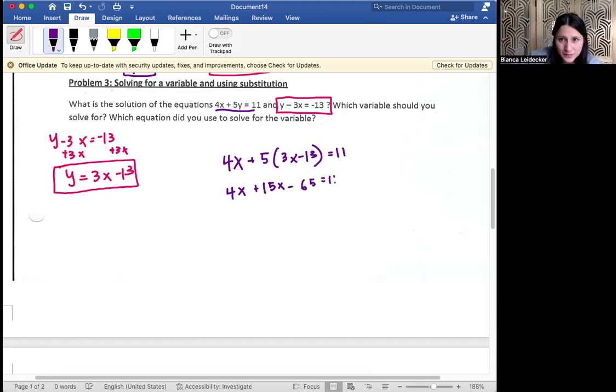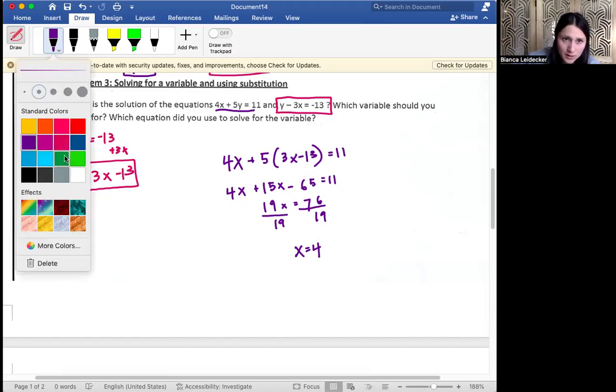I'm going to keep working. 4x plus 15x is 19x. Add 65 on both sides. 11 plus 65 is 76. Divide by 19 on both sides. And x equals 4, if you plug that in. x equals 4. Okay, we've only done one part of our solution.